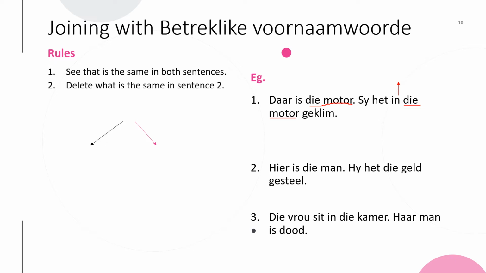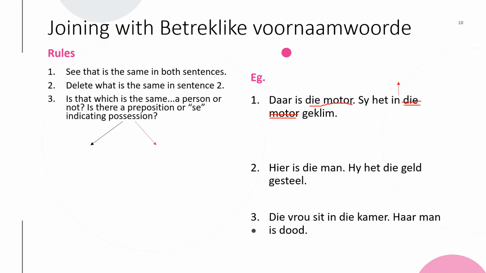Rule 2, delete what is the same in sentence 2. That means we are going to scratch out whatever we said was the same in sentence 2. Then we are going to see what we have scratched out from sentence 2. Is it a person, an animal, or an object? So here it says, sy het in die motor geklim. Die motor, it's an object, so it's not a person.